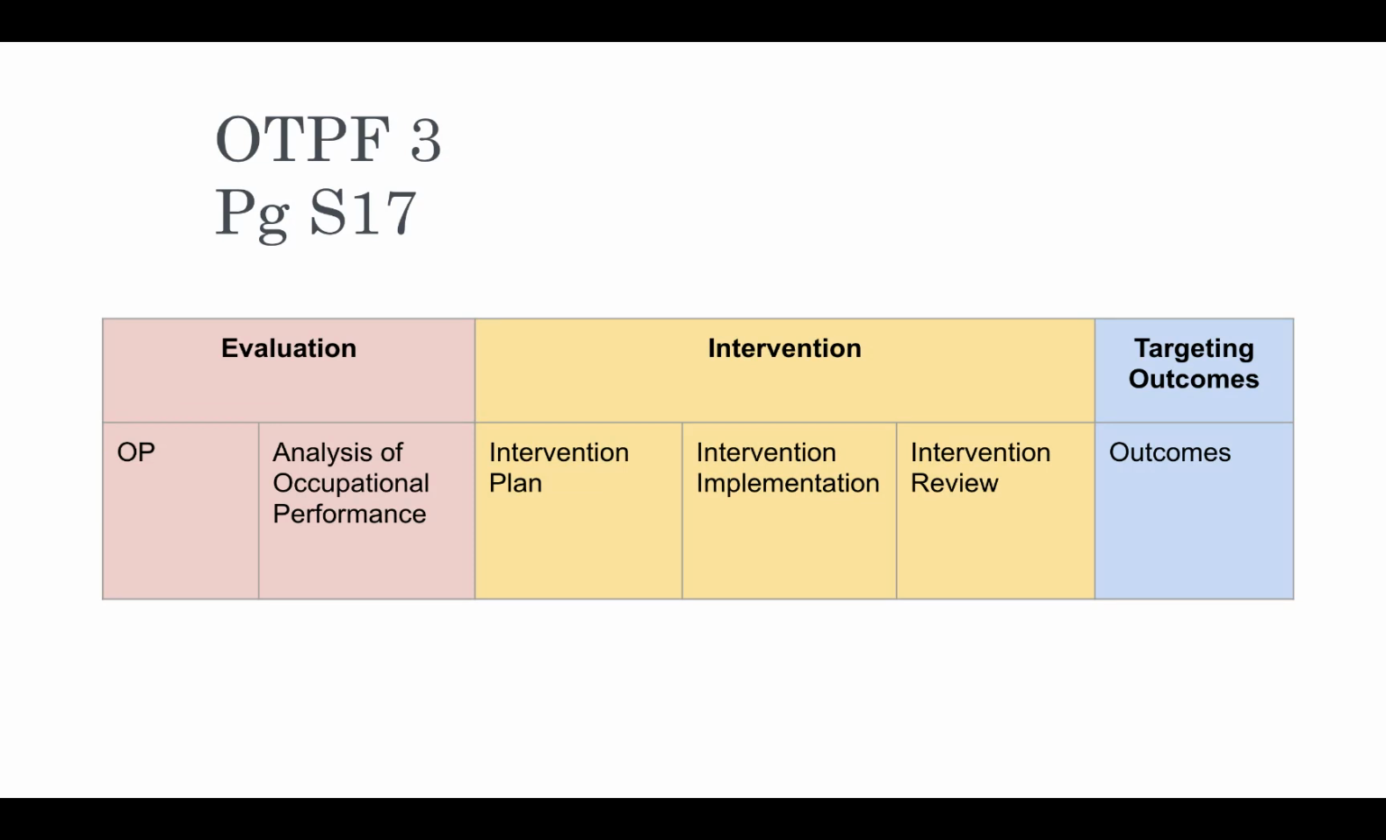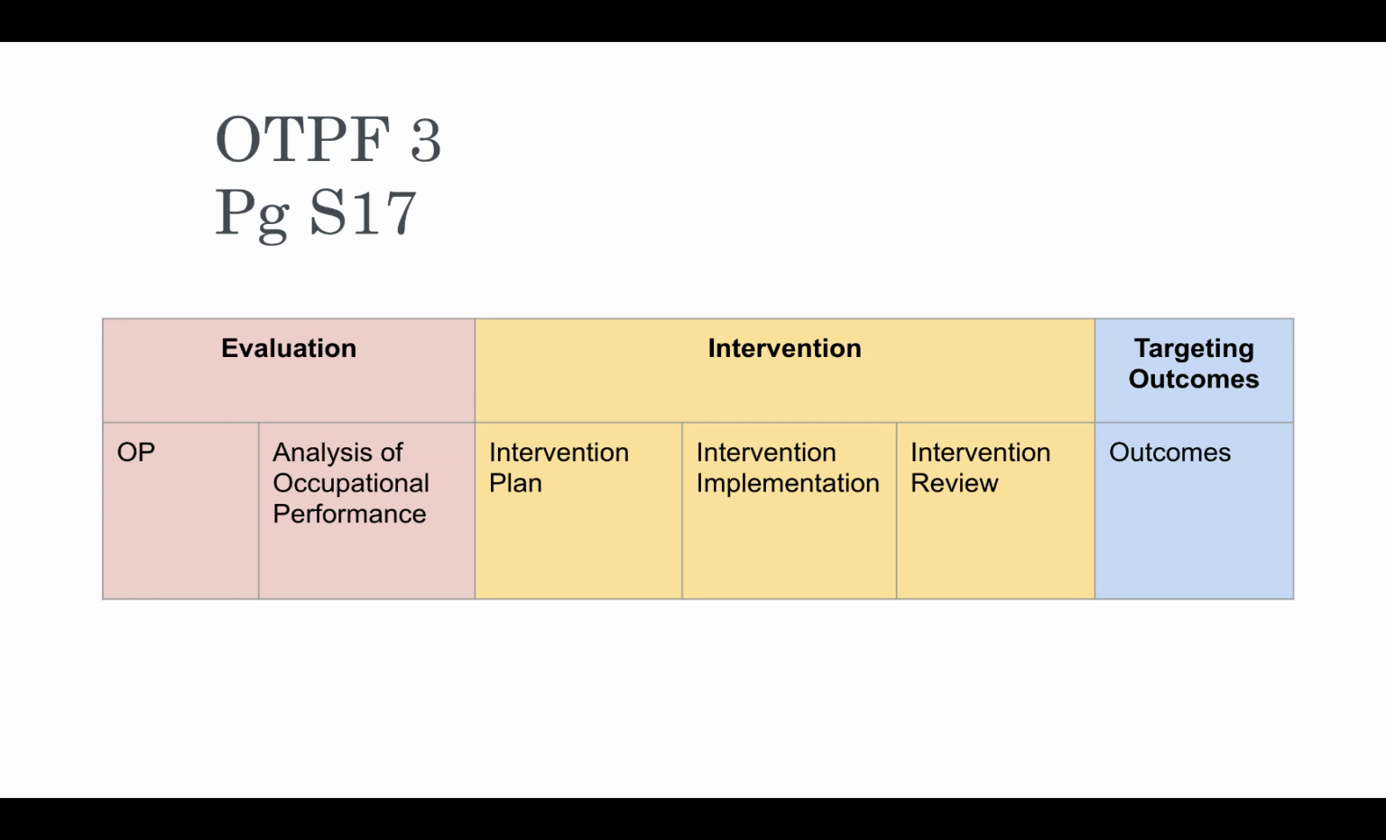Okay, so on page S17, you're going to see a table that looks similar to this. And as you see in the pink, it talks about the evaluation. And this looks at the occupational profile and the analysis of the occupational performance. So what is the individual actually able to do? Okay, so we're assessing, we're looking at all the client factors, we're looking at the performance skills, the performance patterns. We want to see how their deficits are impacting their occupational performance, how their ADLs are being affected.